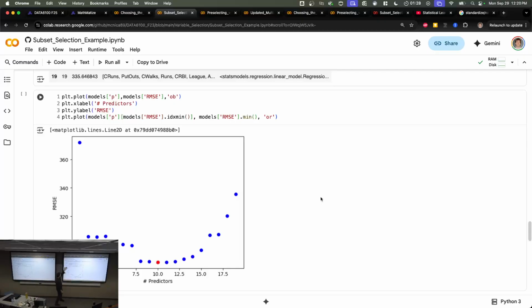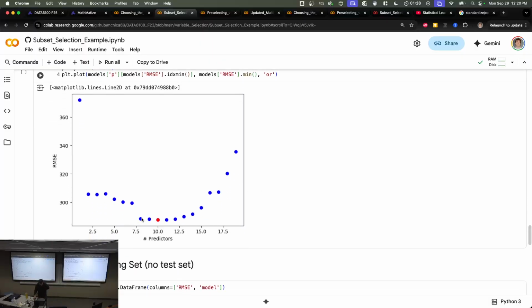Okay? And so this is the forward subset selection. The one in red is the absolute minimum. I would make a good argument that if it's about equal, you want to pick the one that is smaller.